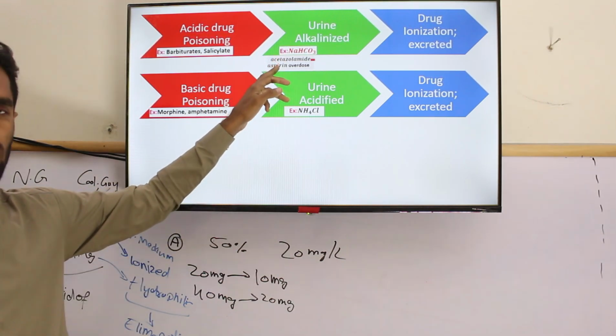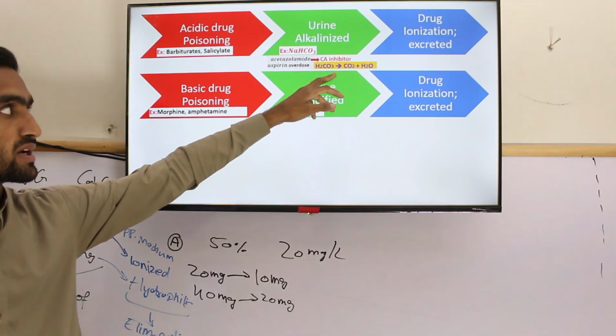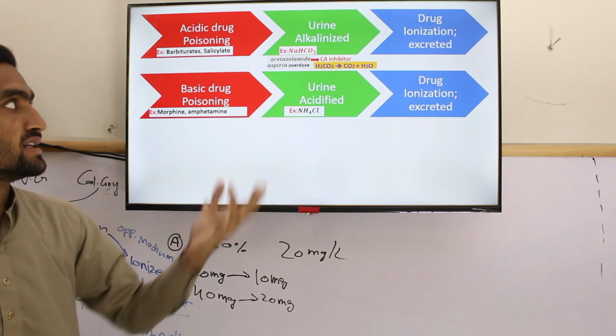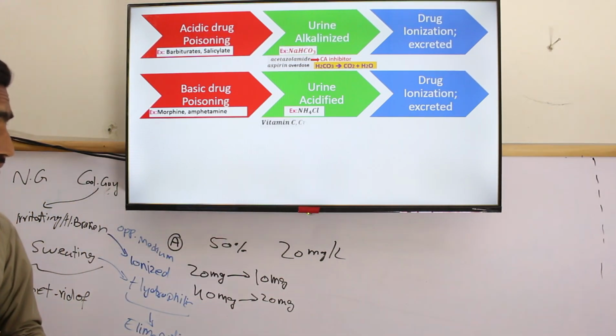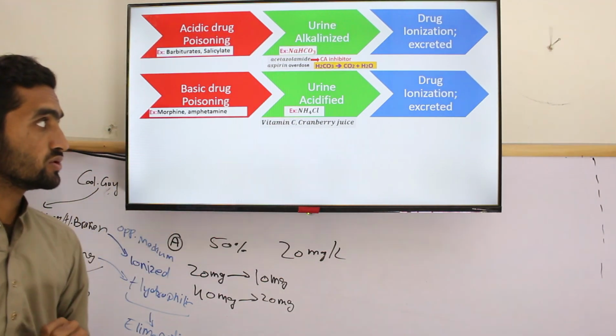So this is actually your carbonic anhydrase inhibitor. For example, hydrogen bicarbonate and CO2. In this way they alkalize the urine. Vitamin C and cranberry juice are also used for acidification.